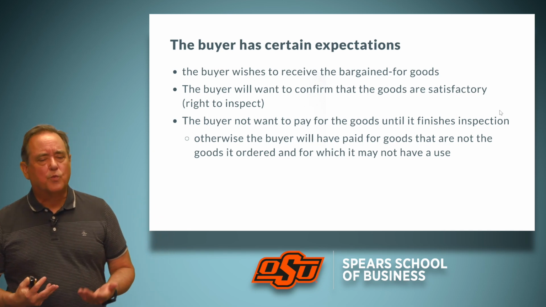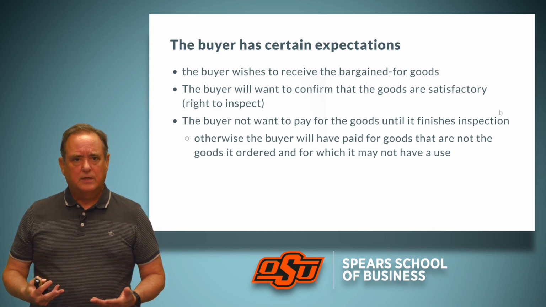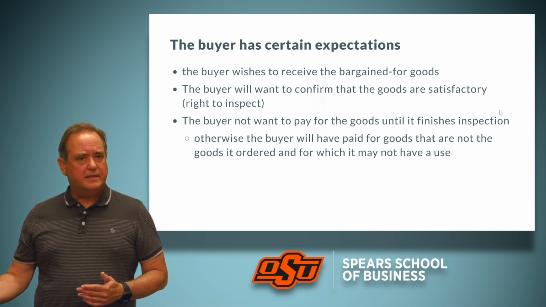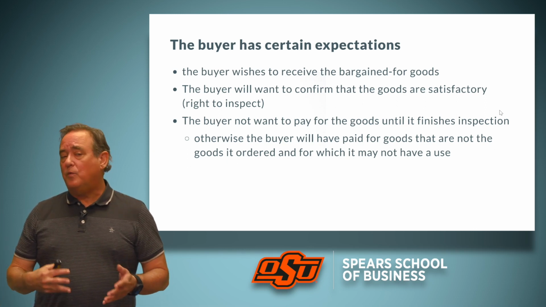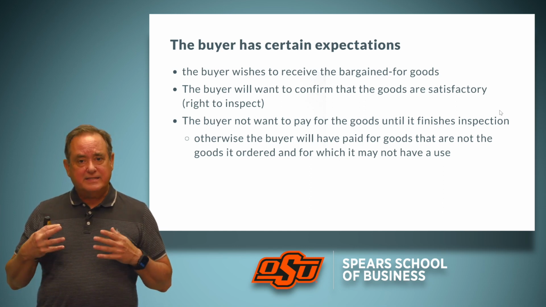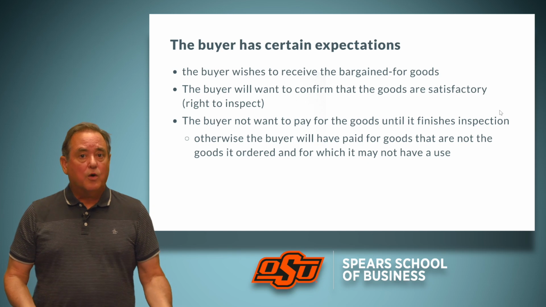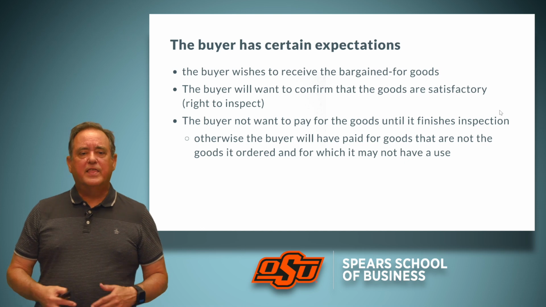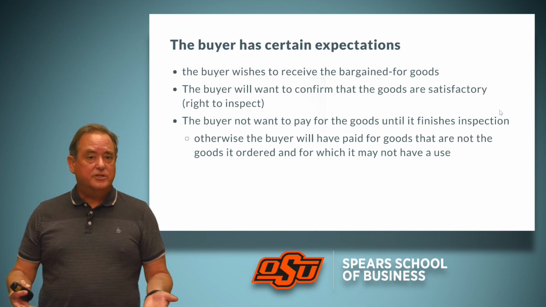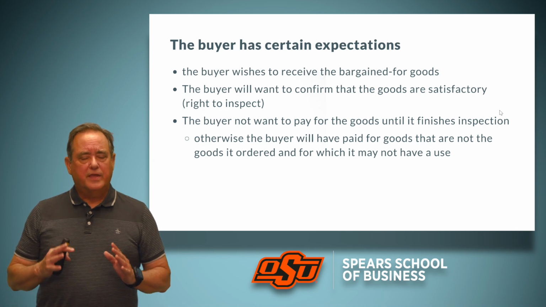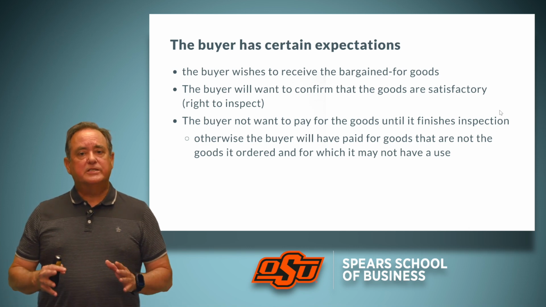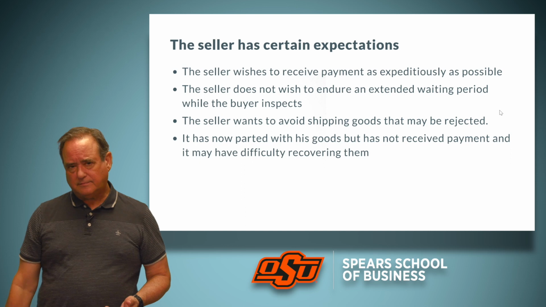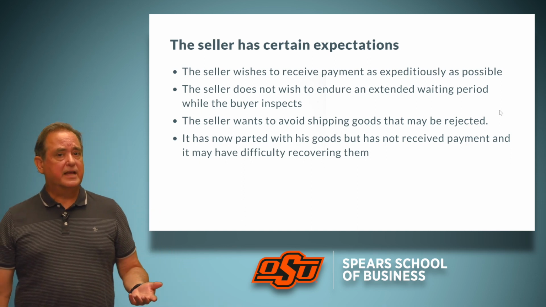Now, the buyer ideally will want to confirm that the goods are satisfactory. And in the law, we call this a right to inspect, a right of inspection. And the buyer wants to be able to inspect the goods before it pays for them. The buyer does not want to pay for the goods until it has satisfied itself that the goods are what it bargained for. Otherwise, the buyer will have paid for goods that are not the goods it ordered and for which it may not have a use. So the ultimate expectation of a buyer is to get the goods that it bargained for.